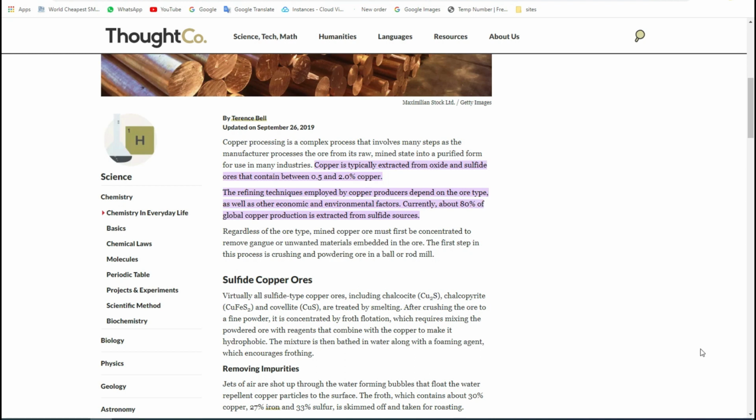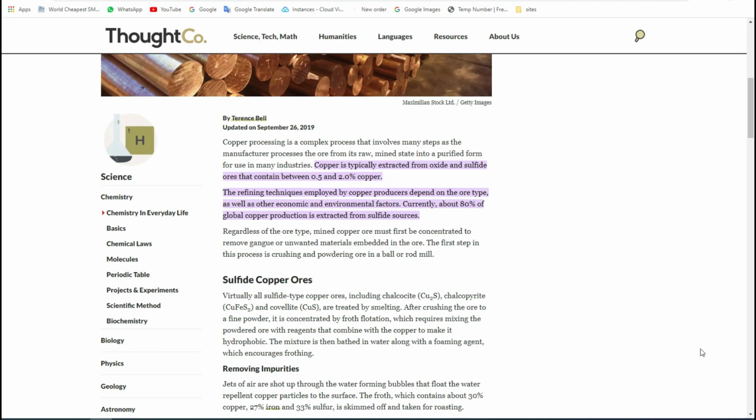Regardless of the ore type, mined copper ore must first be concentrated to remove gangue or unwanted material embedded in the ore. The first step in this process is crushing and powdering the ore in a ball or rod mill. Virtually all sulfide type copper ores, including chalcocite, chalcopyrite, bornite and covellite, are treated by smelting.